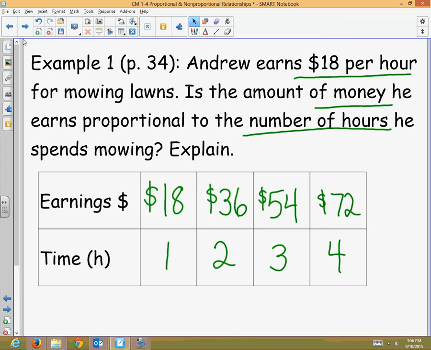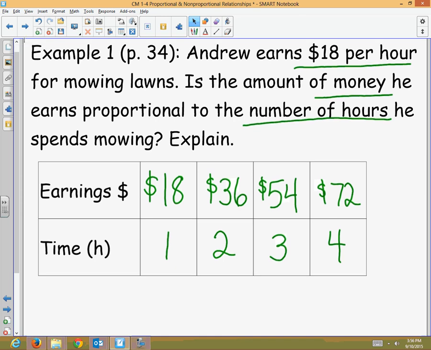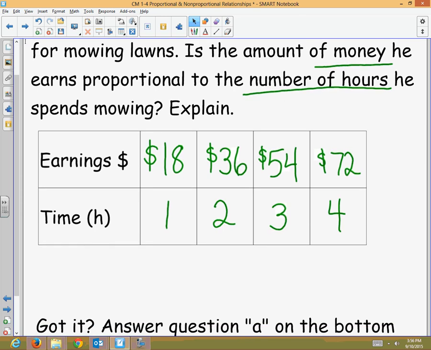So now we've completed the chart, but now we have to answer the question, is it proportional? Well, proportional means that they have a constant ratio or unit rate. So we can show these two quantities as fractions, as you can see here. 18 over 1 is already in a unit rate. So we can't reduce that fraction.